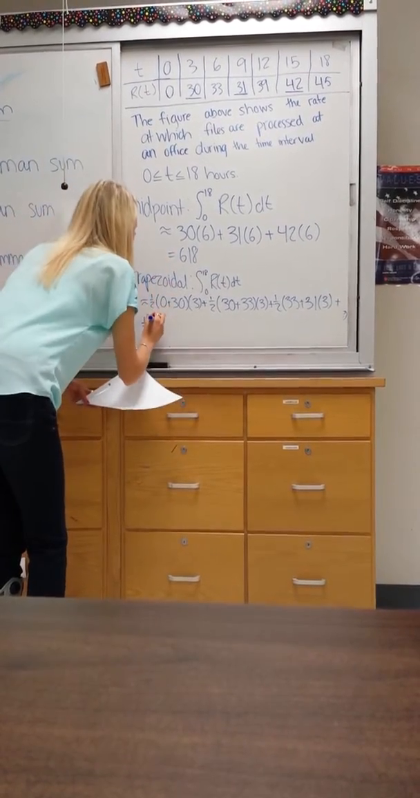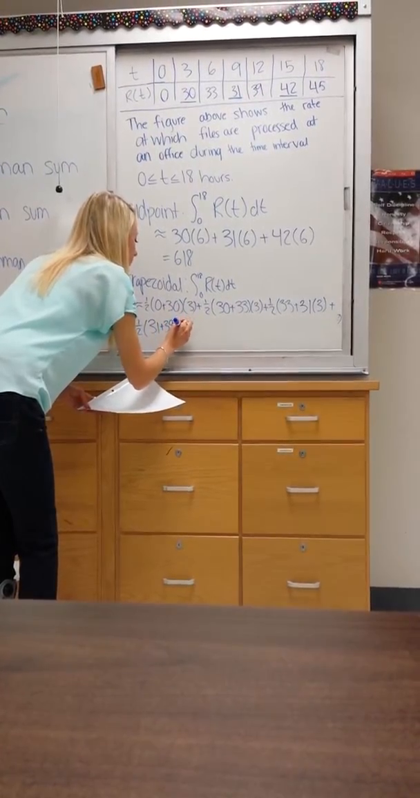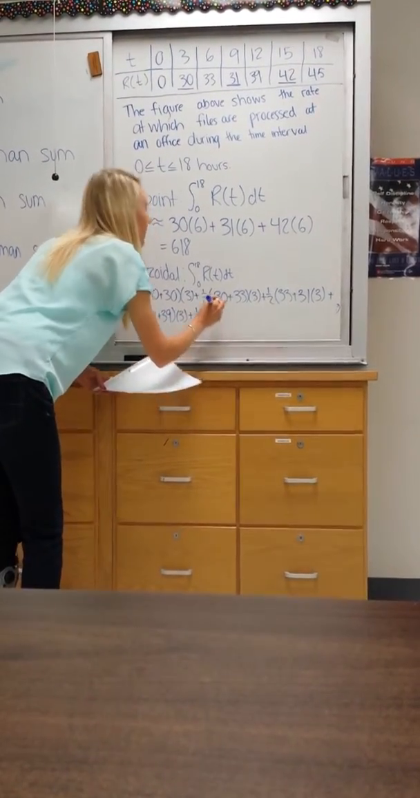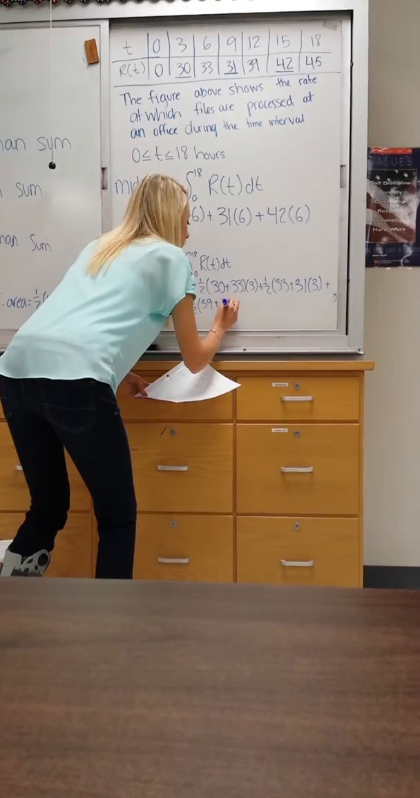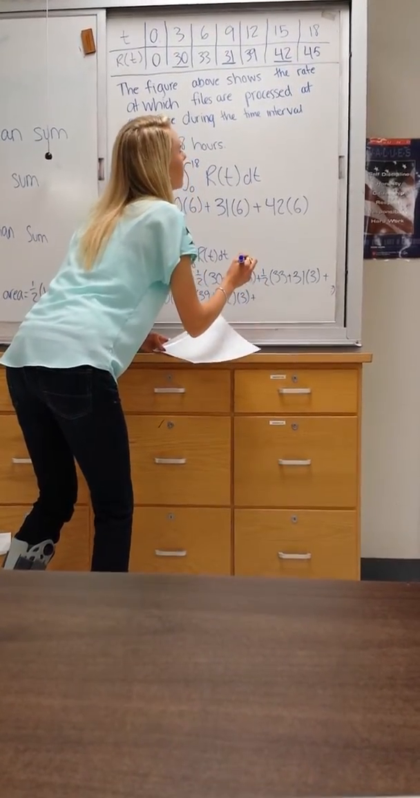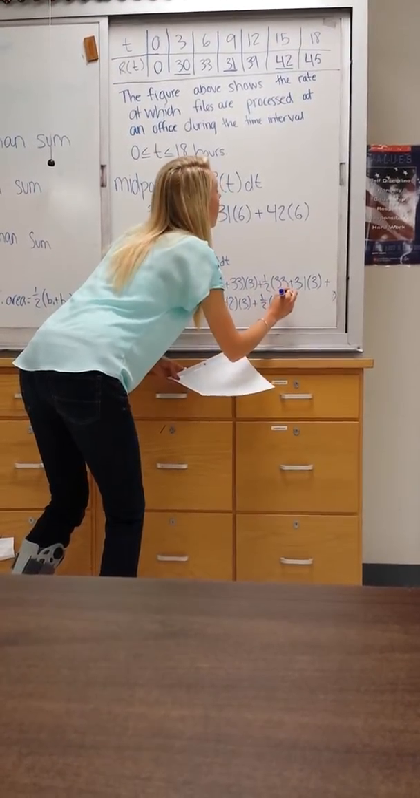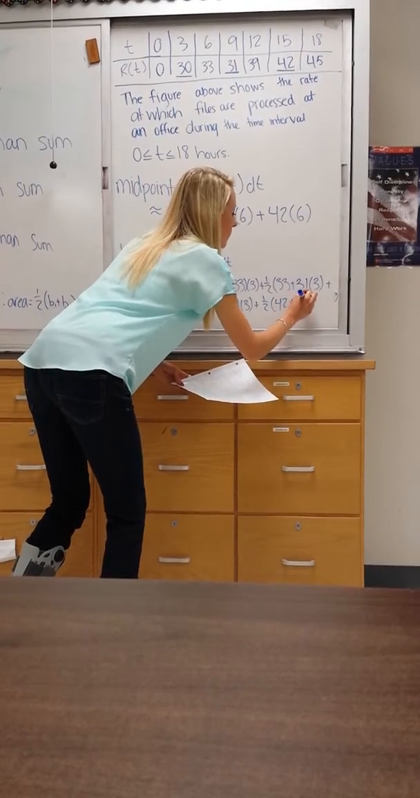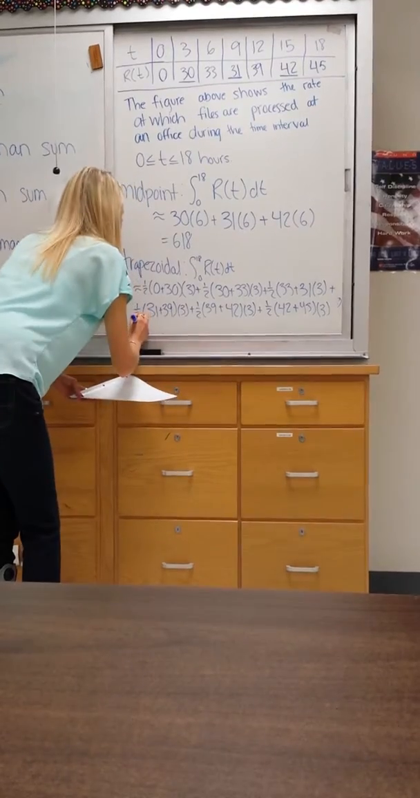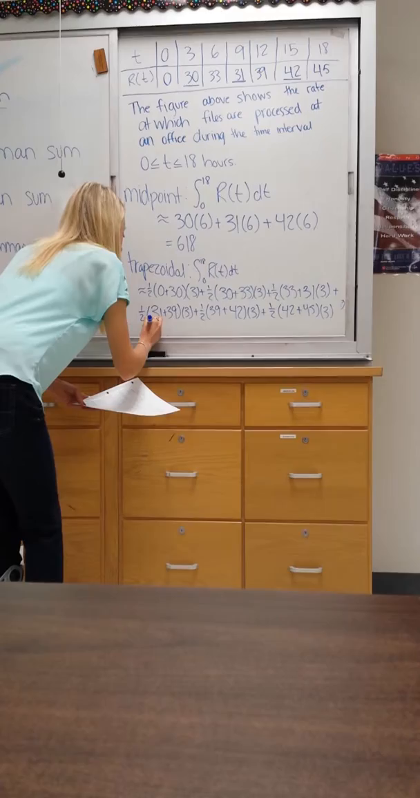31 plus 39 times 3, plus 1/2 39 plus 42 times 3, plus 1/2 42 plus 45 times 3. And that is going to equal 592.5.